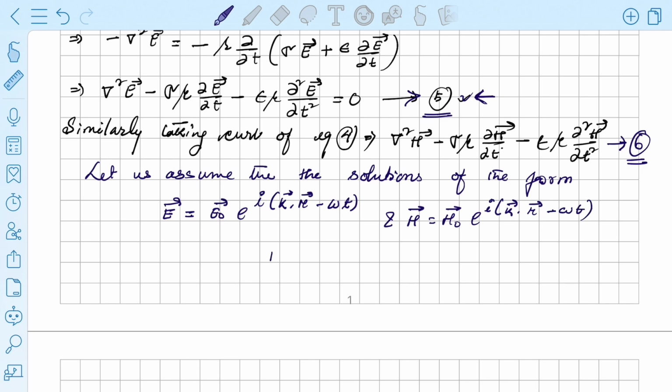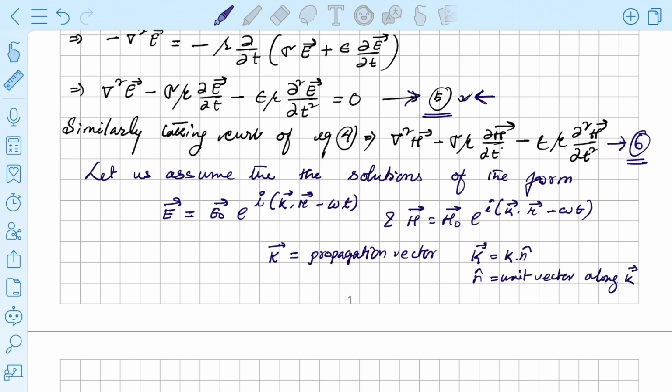Where this k is the propagation vector, and this k vector is equal to k times n cap. N cap is the unit vector along the k vector, right? So I hope you know these things.